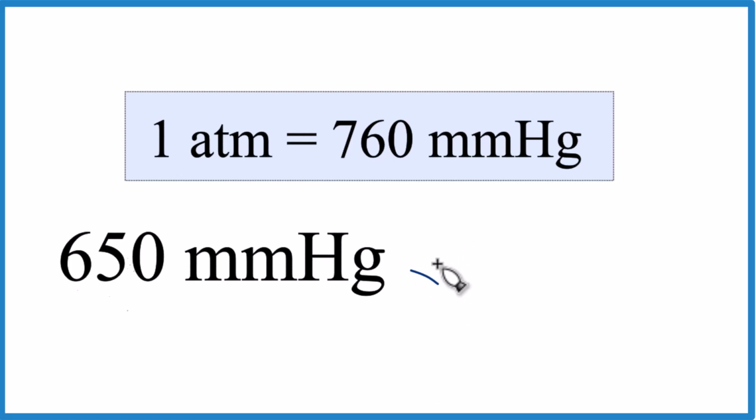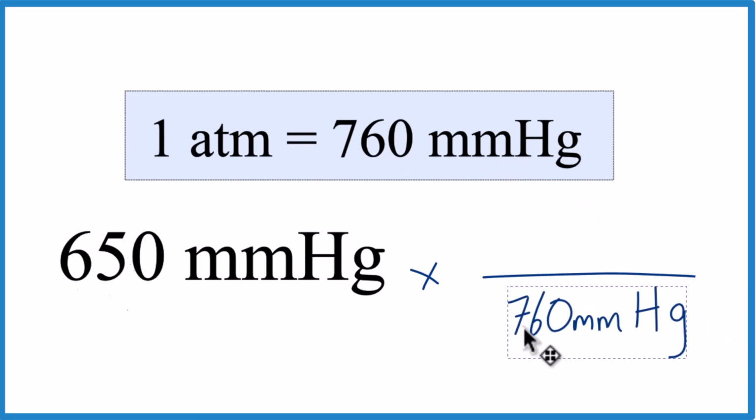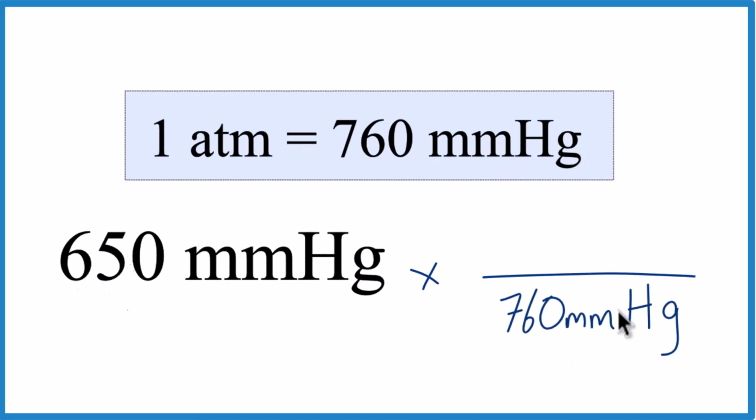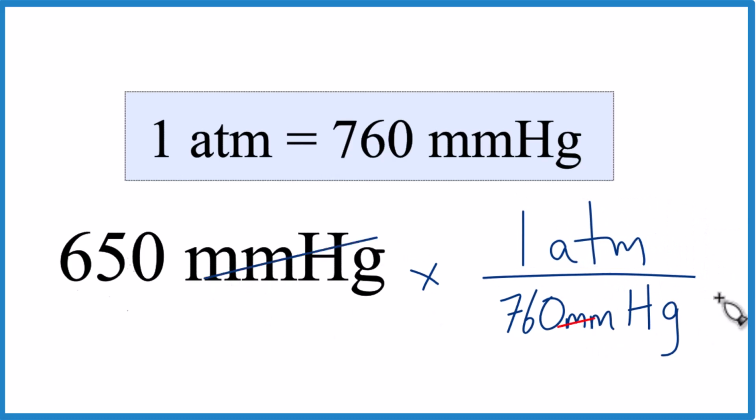So we're going to multiply by, we need to cancel out the millimeters of mercury here. So let's put the 760 on the bottom here in the denominator. That way when we multiply, this will cancel out. That means we'll put the 1 atmosphere on the top. And now when we do the math, you can see millimeters of mercury cancels out. So essentially we divide 650 by 760.